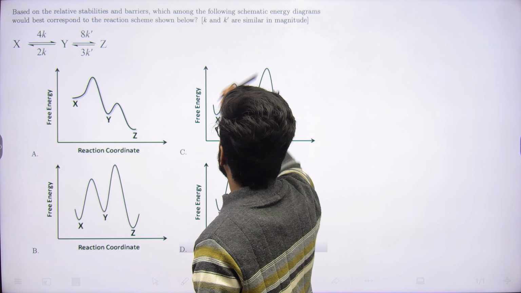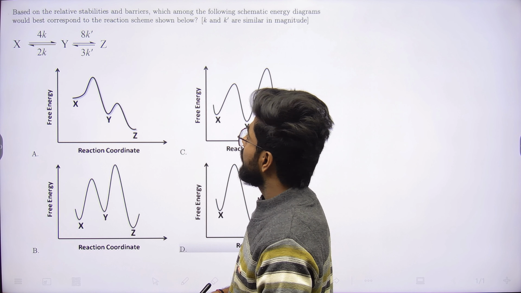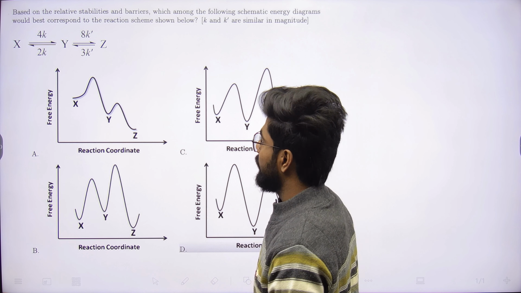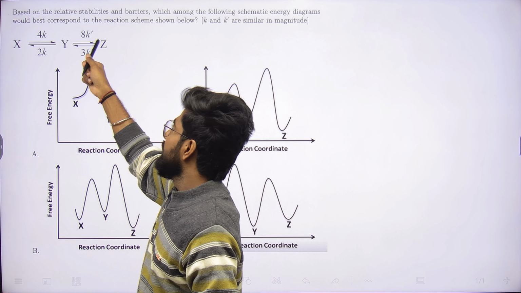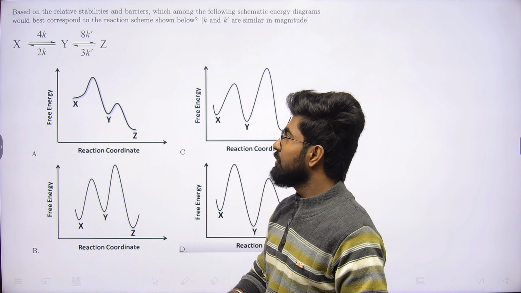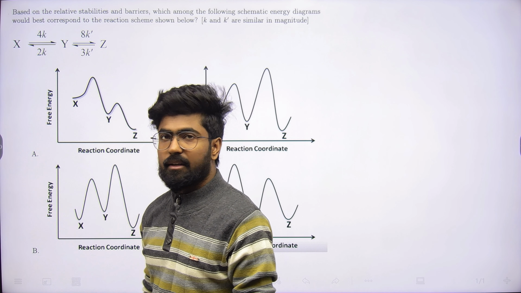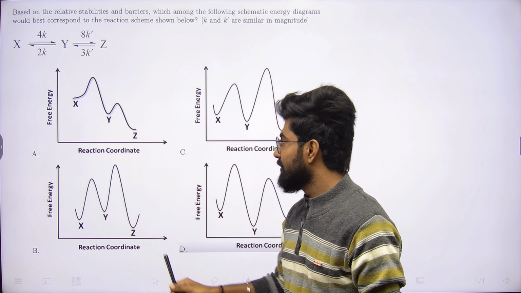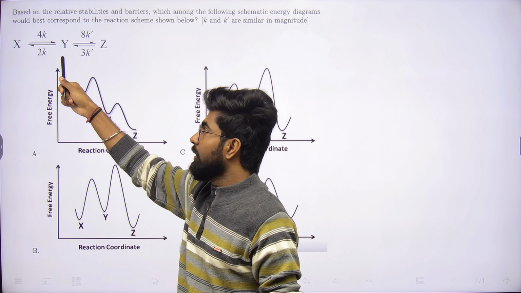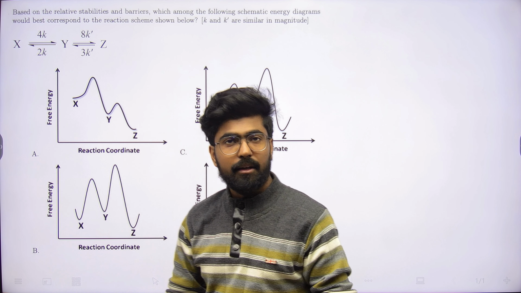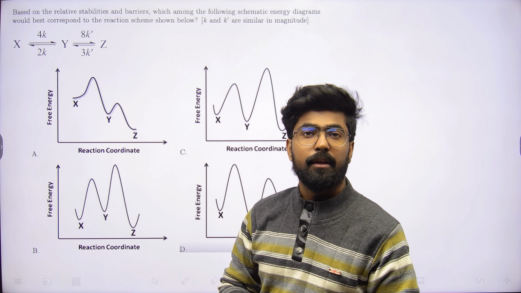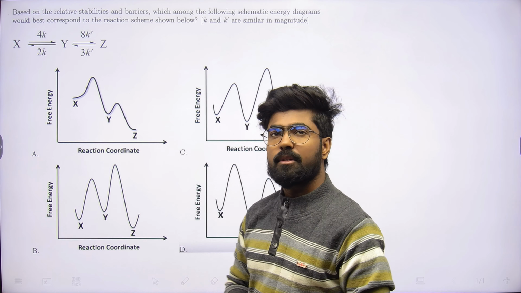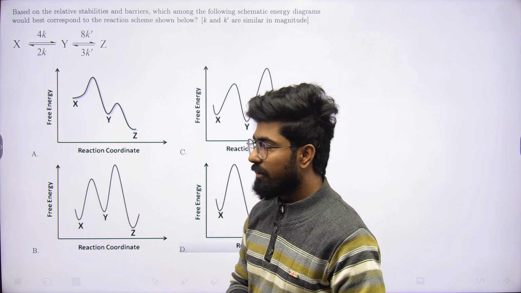Which among the following schematic energy diagrams would best correspond to the reaction scheme shown below? K and K prime are similar in magnitude. Wonderful, right? So this K is the same in magnitude, so you can consider everything as K here. Now you have to tell which of these four curves actually represents this particular consecutive reaction pattern. Very easy. If you just know the fundamentals of reaction dynamics, you will do this question in 2-3 minutes, not even more than 2 minutes. I'll show you this.